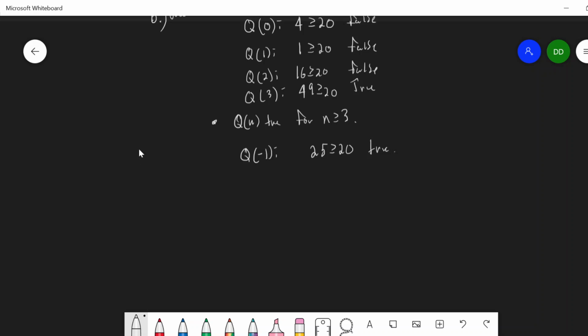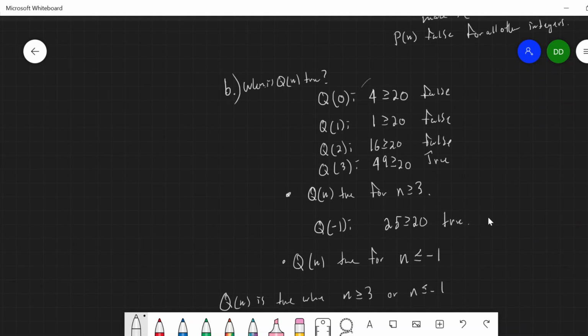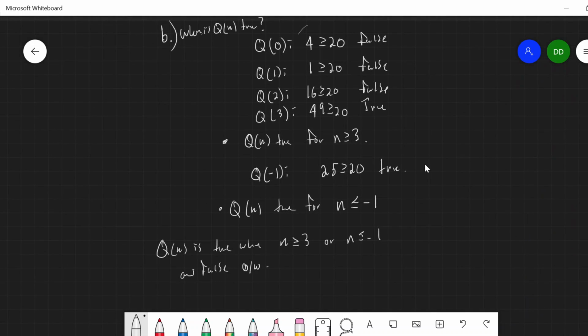And so Q of n is true for n less than or equal to -1. So in summary here, Q of n is true when n is greater than or equal to 3, or n is less than or equal to -1, and false otherwise. Cool, so that's part B done.